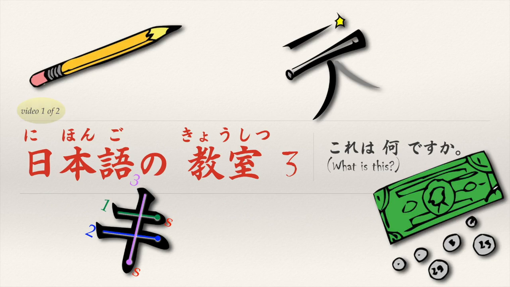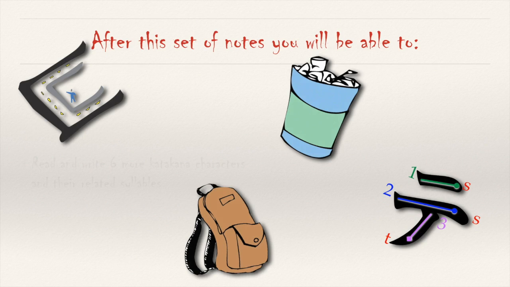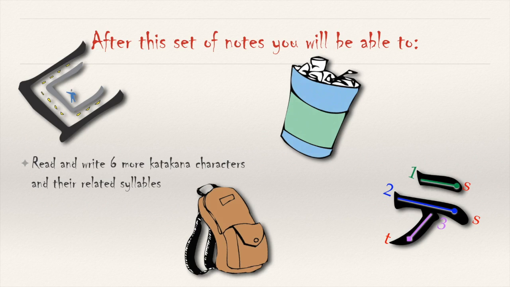In our first video of today's lesson, you'll be introduced to katakana characters you'll need to identify common classroom objects. After this set of notes, you will be able to read and write 6 more katakana characters and their related syllables. Again, slow kana days means heavy vocabulary days. So be ready to learn some Japanese.